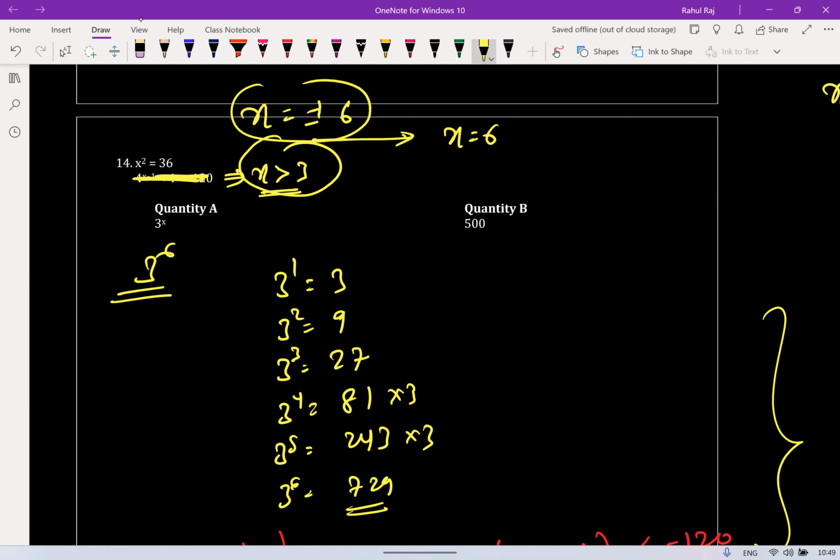So 729 is greater than 500, so I know. I got this by guessing that it's positive 6, I didn't do the full working. I'll tell you, because I've got the same answer as you. That's good.